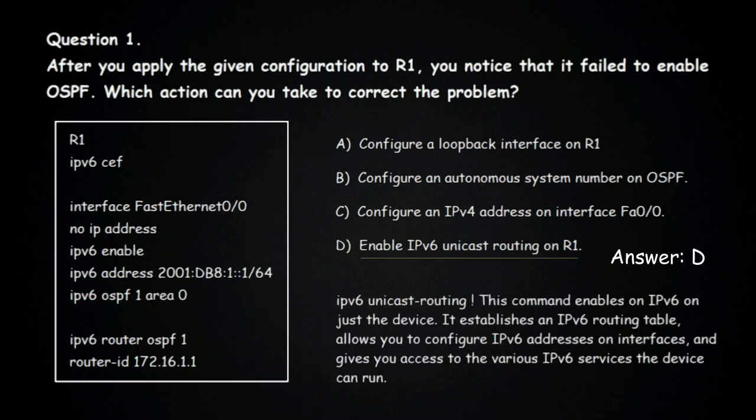IPv6 unicast routing. This command enables IPv6 on just the device. It establishes an IPv6 routing table, allows you to configure IPv6 addresses on interfaces, and gives you access to the various IPv6 services the device can run.